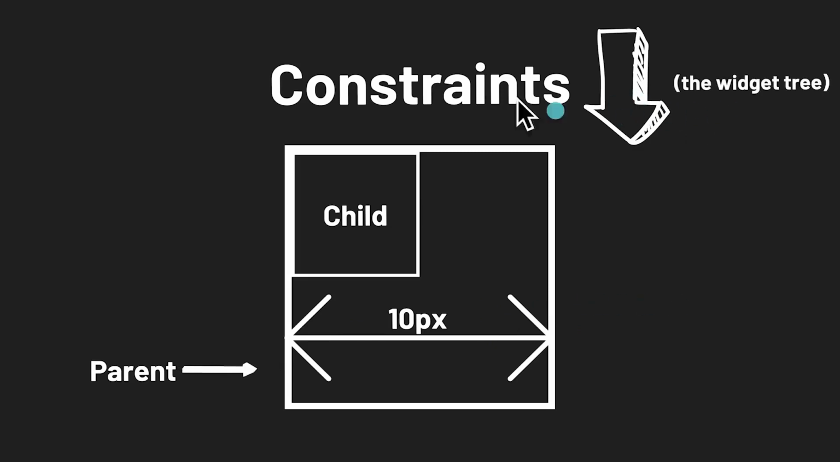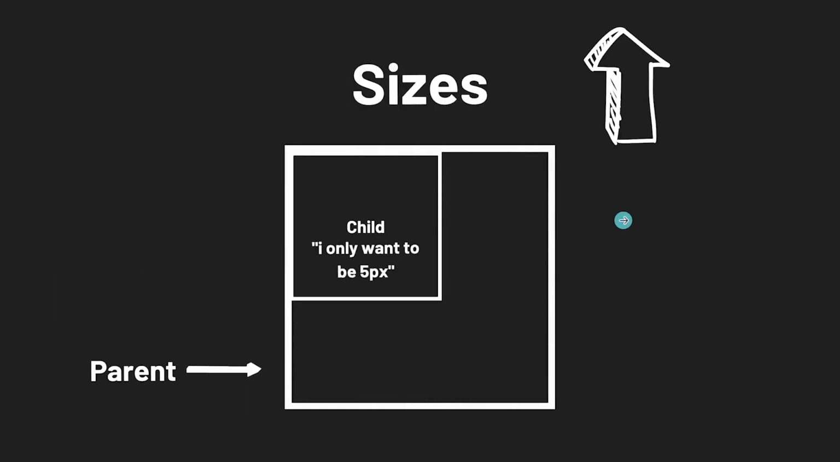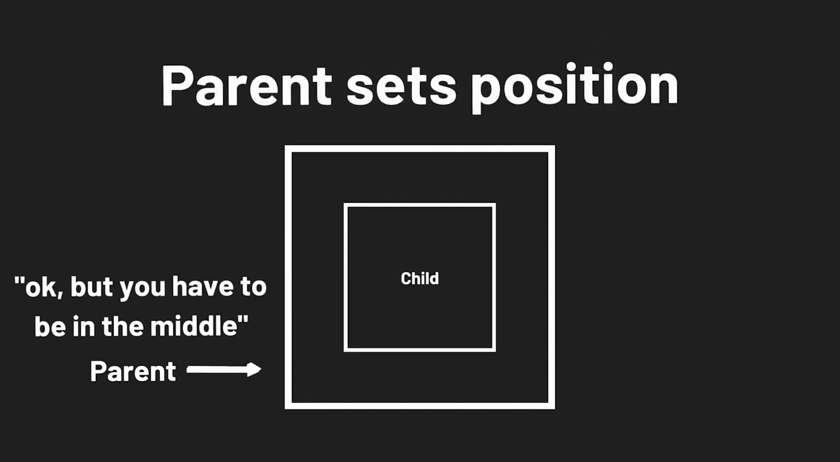And yeah, I highlighted that this is going down the widget tree. So the parent is above it in the widget tree, and it gives the constraints downwards to the child. Again, it tells the child, you can only be maximum 10 pixels. And sizes go up. So the child tells the parent, it only wants to be 5 pixels wide. The child is lower in the widget tree, so it's telling the parent how big it wants to be. But then the parent is the one that sets the position. So he says, okay, you can be 5 pixels, but you have to be in the middle.